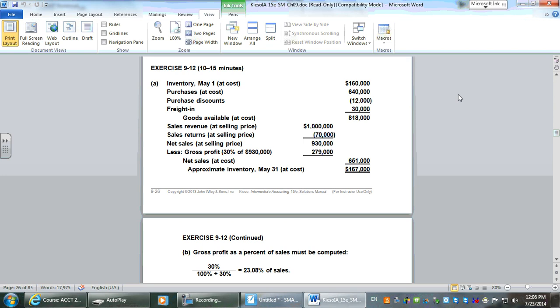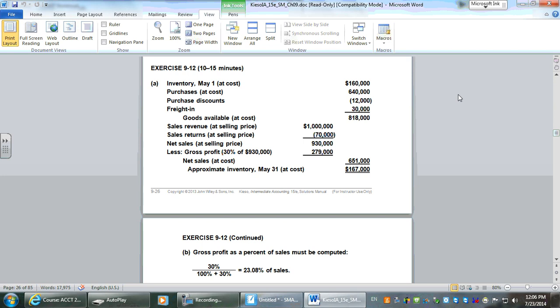Okay, so they're going to do it two different ways. They say what the inventory is, what the purchases were, what the freight in is, what the sales revenue were, sales returns, purchase discounts. Fine, and they want to estimate the inventory assuming gross profit is 30% of sales, and then let's do it with 30% of cost. So kind of another problem doing what we did last time. So in A and B, we're going to basically do the same sort of thing.